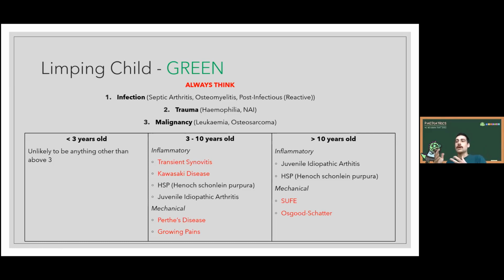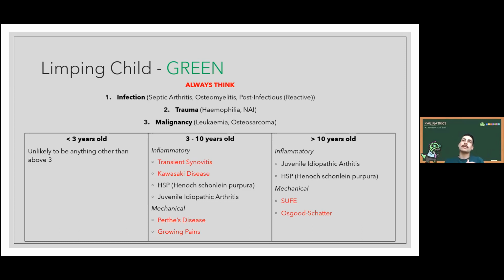Infection, you've got your septic arthritis, osteomyelitis, and then post-infectious reactive arthritis. Then you've got trauma. That trauma can be simply from them falling over, trauma from running around, things like that. Could be hemophilia, getting bleeding into joints, or non-accidental injury. You always have to assess for that. And malignancy, so usually in kids, leukemia and osteosarcoma.